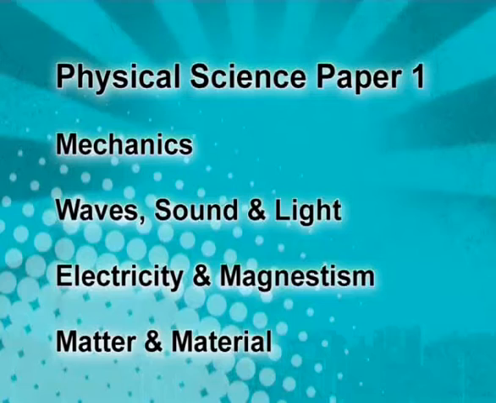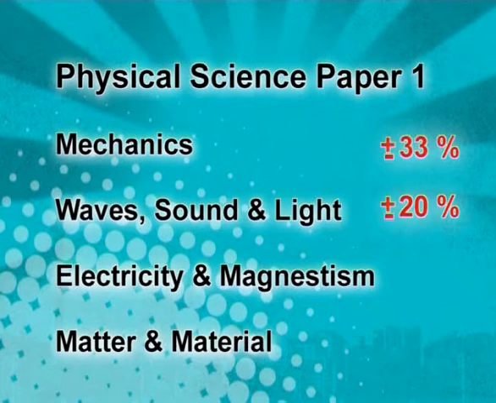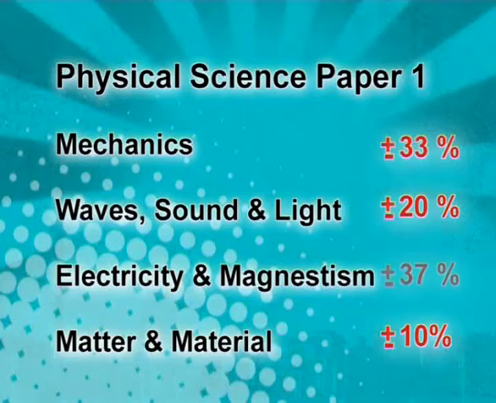If we look at mechanics, it is roughly 33%. Wave, sound, and light is about 20% of the 150. The little that comes from matter and material will be about 10%. But electricity and magnetism is about 37%, so that's the biggest allocation in the exam. So electricity and magnetism, 37%, and mechanics, 33%. The two knowledge areas give you roughly 70%.